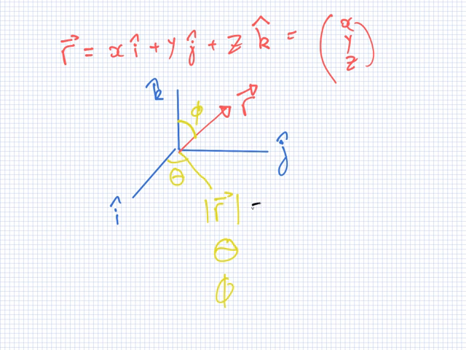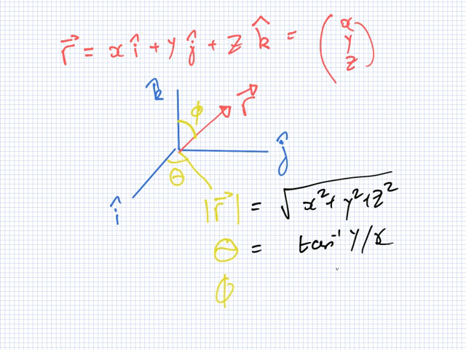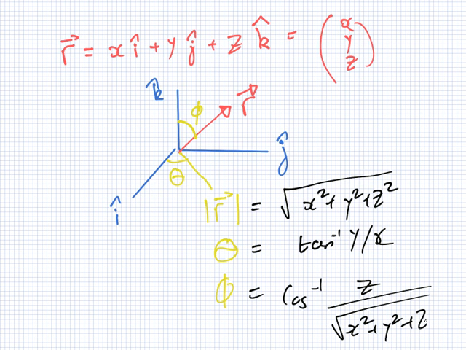So our formulas were familiar. The magnitude is the square root of x squared plus y squared plus z squared. Theta is the tan inverse of y over x, and phi is cos inverse of z over root x squared plus y squared plus z squared. So that's what we were looking at this morning.